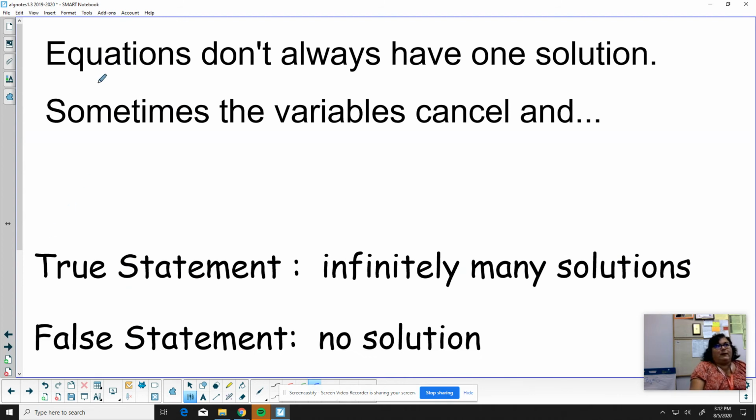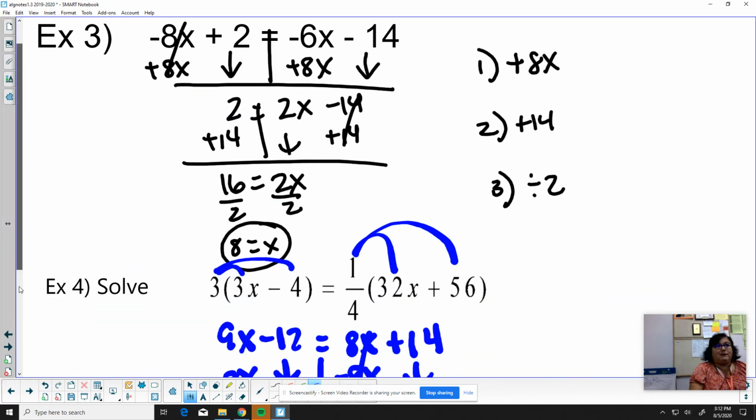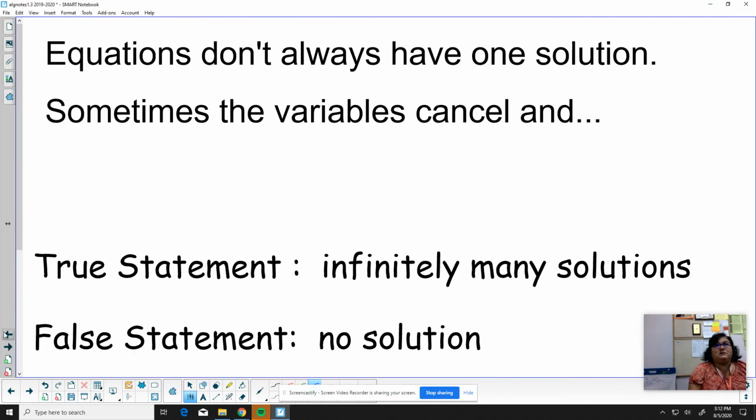Okay, so this is where it gets different than before. So all of the ones we just did had answers. They have a specific number that could go in for x that makes it true. But some equations don't have just one answer. And sometimes the variables completely cancel out. And when they do, you have to look and see what's left and see if it's true or false. Okay, press pause and write this down, and then we'll do a couple and you'll get the hang of it.